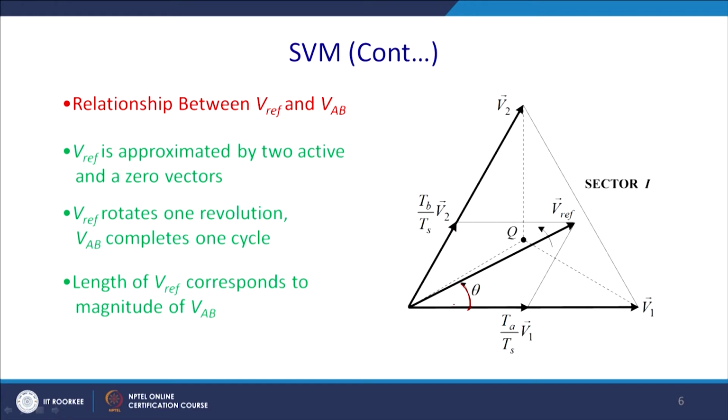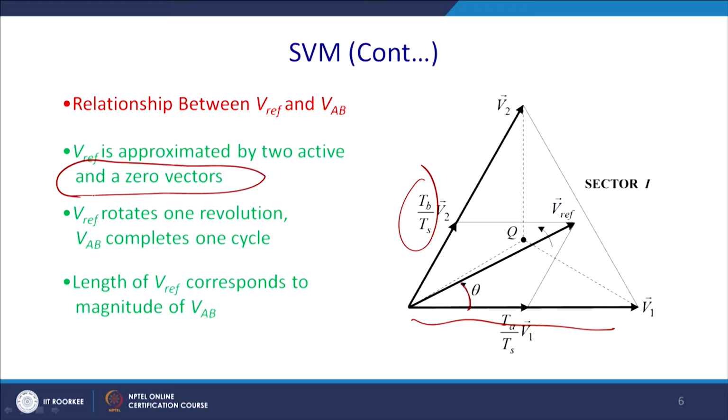Now, you can see that V ref, whose angle is theta, can be manufactured by the combination of V1 and V2. For some instant of time, let us say Ta, V1 will be applied, and for another portion of time, let us say Tb, you will apply the voltage V2, and for the rest of the time you have to apply the null vector to fill the Ts. So, let us find the relationship between Vref and VAB. Vref is approximated by two active vectors and a combination of the zero vectors, PPP or 000.